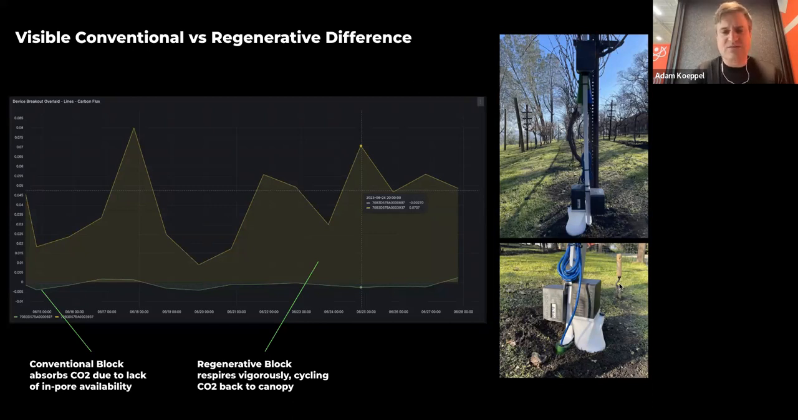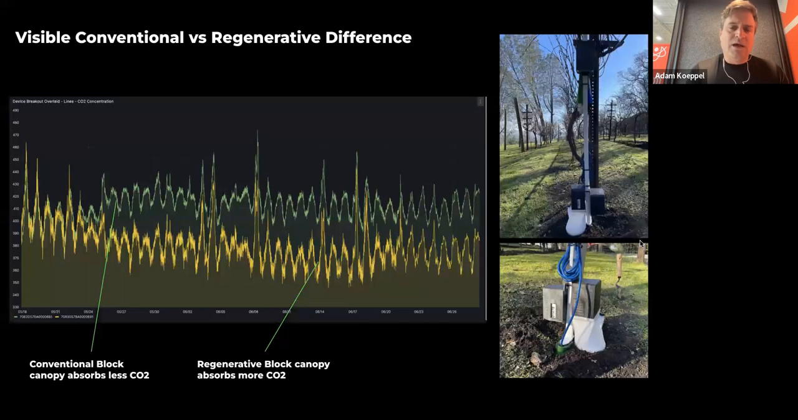So again, sometimes when you measure this data, you'll see things that are counterintuitive, but are explained once you understand the role of healthy soil and how carbon cycles. Next slide, please. And the final slide we have here is Arbiter data, again from the conventional and regenerative difference, now looking at canopy analysis of CO2 concentration in canopy.